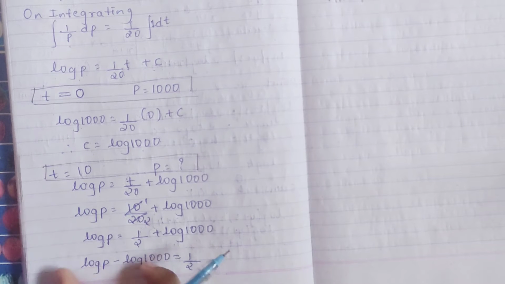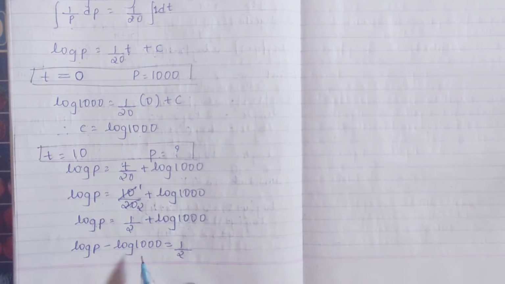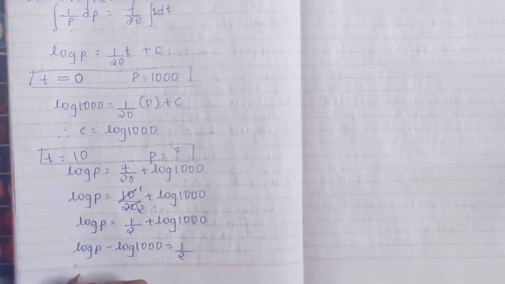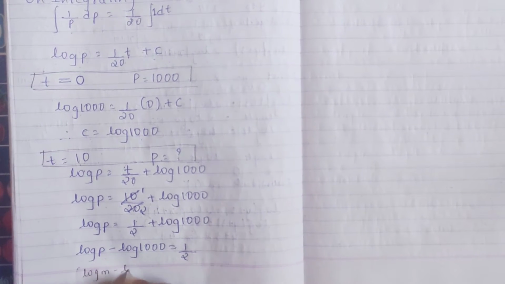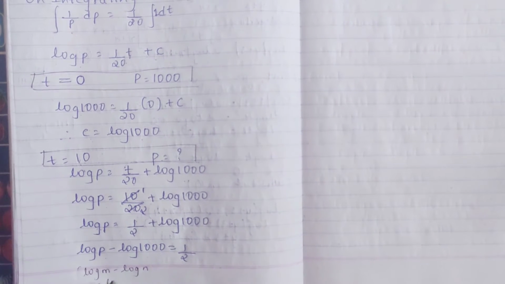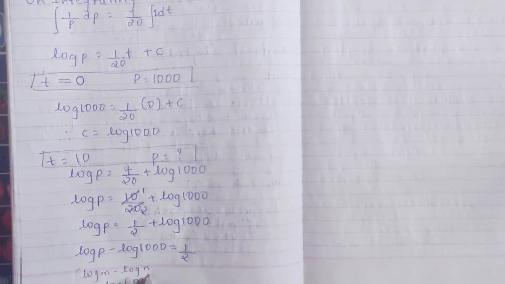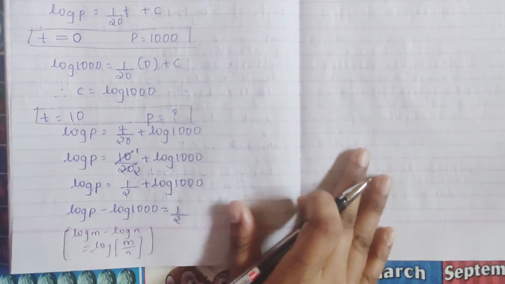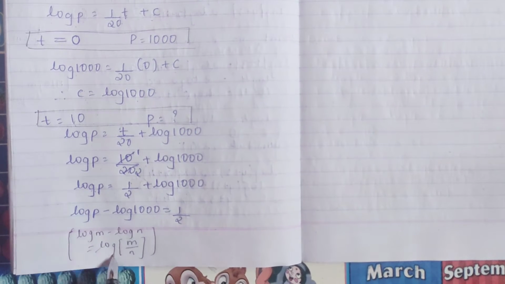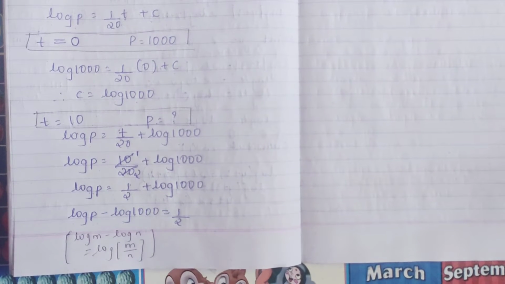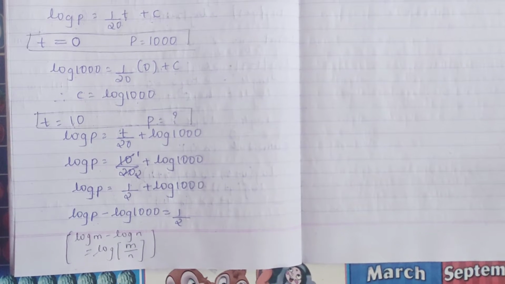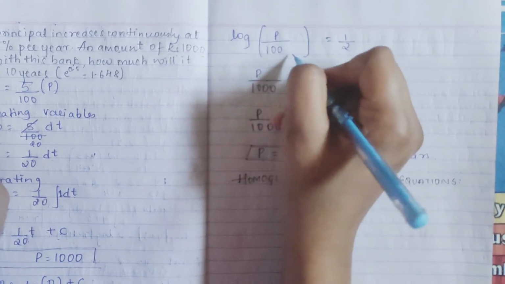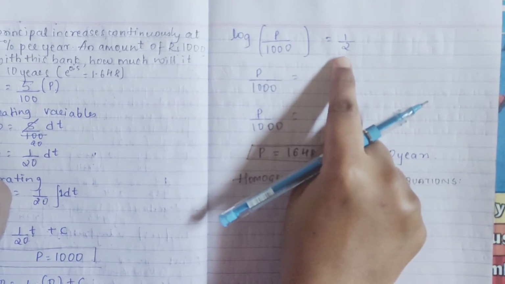So take the log to one side, so you get log P minus log 1000 is equal to 1 by 2. Now here you see, this is log m minus log n, right? Log m minus log n is what? Log m by n. This is the identity. So we can take this also the same way, log of P by 1000 equal to 1 by 2.